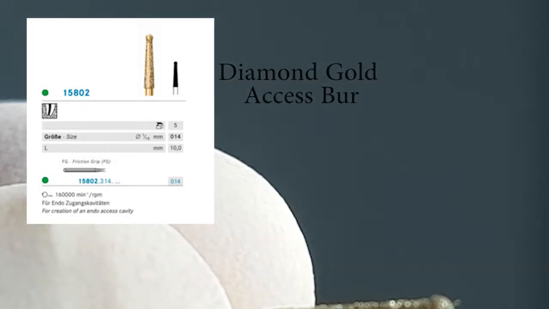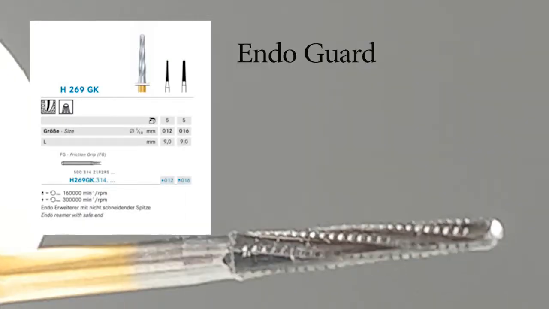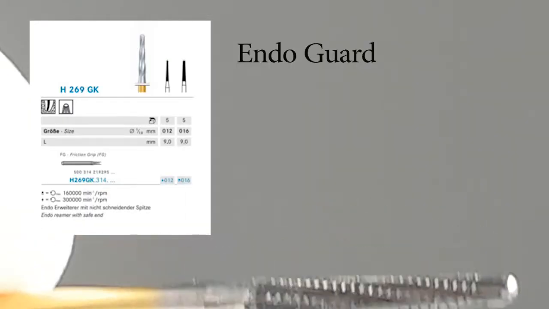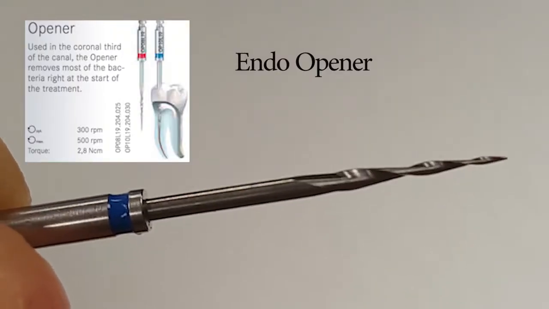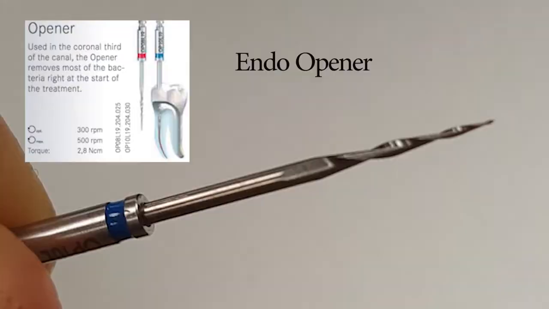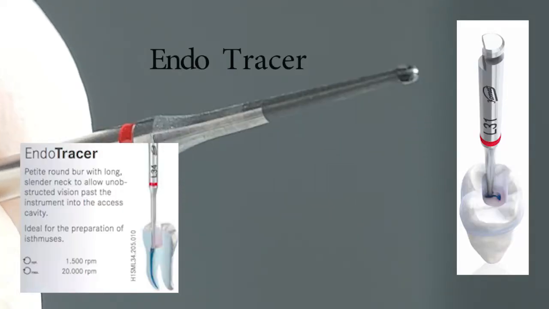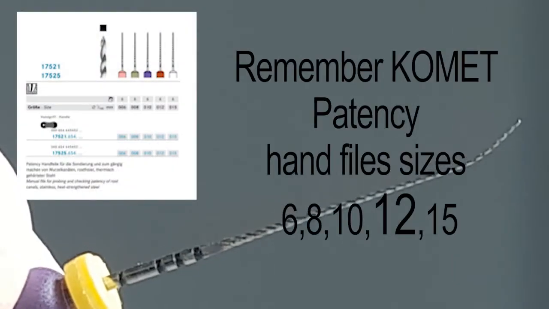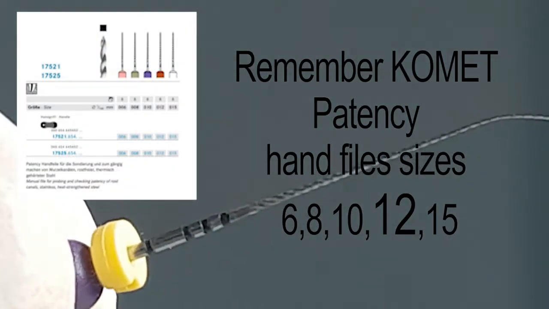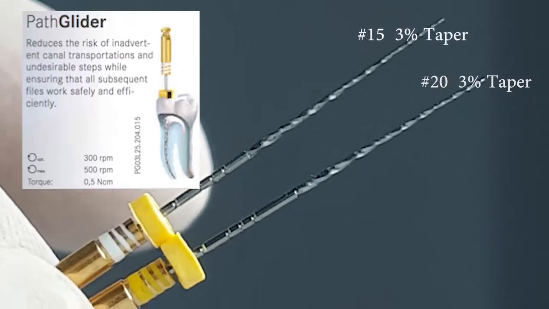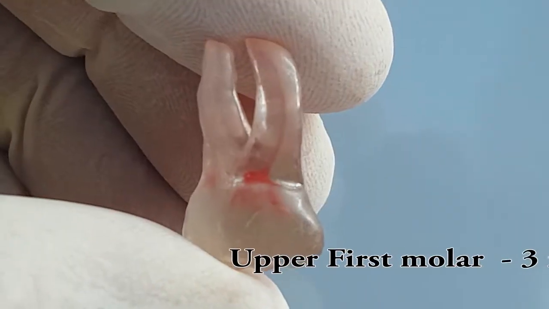Okay, these are the files we're using today: the diamond gold burr for cutting into the pulp chamber, the endo guard for just refining it with a safe ended tip, the endo opener, these are for making straight line access from the pulp chamber down into the first part of the canal, and the endo tracer for refining the calcifications. Remember, the Komet patency files have a 12 size between the 10 and the 15, and then the two endo gliders size 15 and 20, 03 tapers.